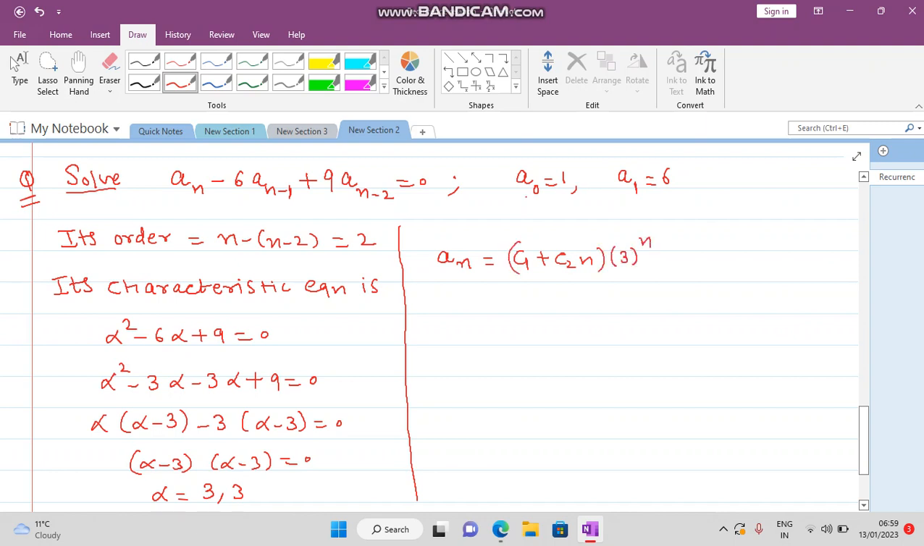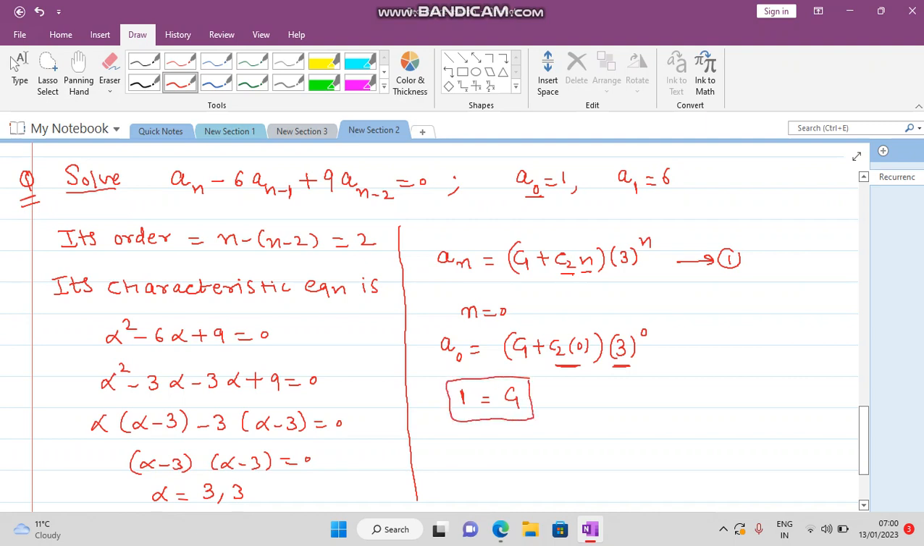Okay. Now set n value equal to 0. So when n is 0, what is it? It is a_0 = (C1 + C2 into 0) 3 raised to the power 0. Now what is the value of a_0? It is 1. And anything raised to the power 0 is 1. C2 into 0 is 0. So value of C1 is 1.